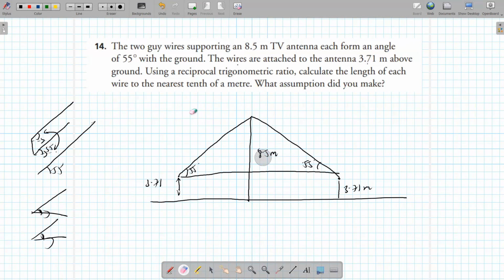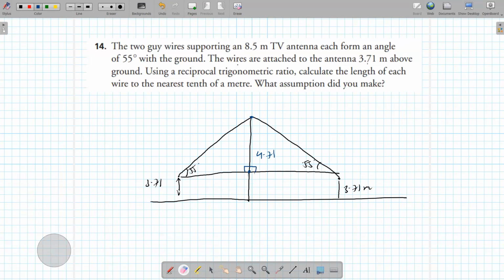If the whole thing is 8.5, that's the whole length of the antenna. What's the distance from here to here? You would subtract. So it's going to be 8.5 minus 3.71 meters. That's going to be 4.79. So this is 4.79. And again, this raised segment is going to be perpendicular to the ground, right? Because it's directly above the ground. And we can just erase everything else that we don't need. There you go. That's our setup.